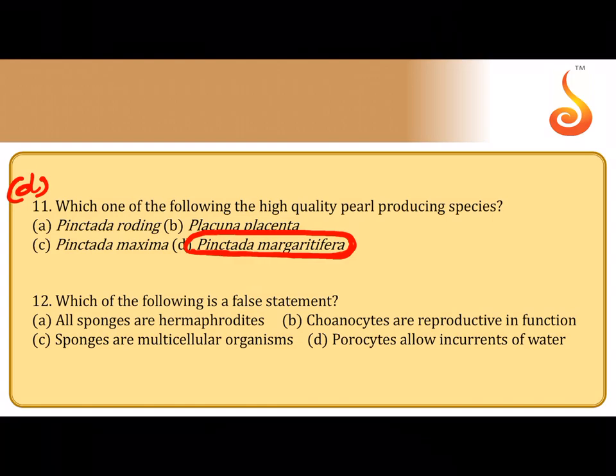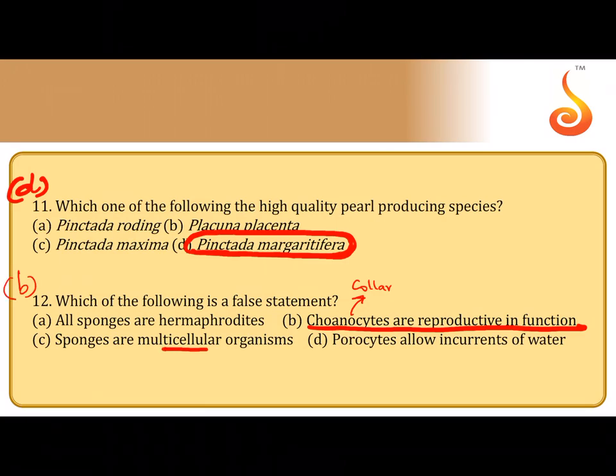Then, which of the following is a false statement? All sponges are hermaphrodites. Choanocytes are reproductive in function. This is the wrong statement, because you all are aware the choanocytes are nothing but the collar cells which have flagella on them, which help in creating a suction pressure to draw the water into the sponge body through the ostia, isn't it? So choanocytes have no role to play in reproduction.